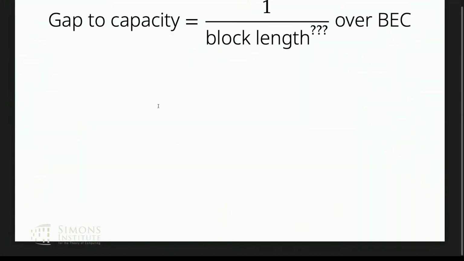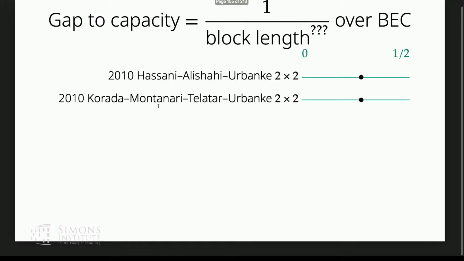Okay, so here is a crash course of history. These two works, Hsin, Alisha, Hai, Ubanke, and then another work, Rada, Montanari, Telatar, and Ubanke, figured out that the correct value over the BEC of Arikan's kernel is that value on the left-hand side of the whiteboard. But of course, we're not interested in the precise value, so I'm just representing them by 2 points.